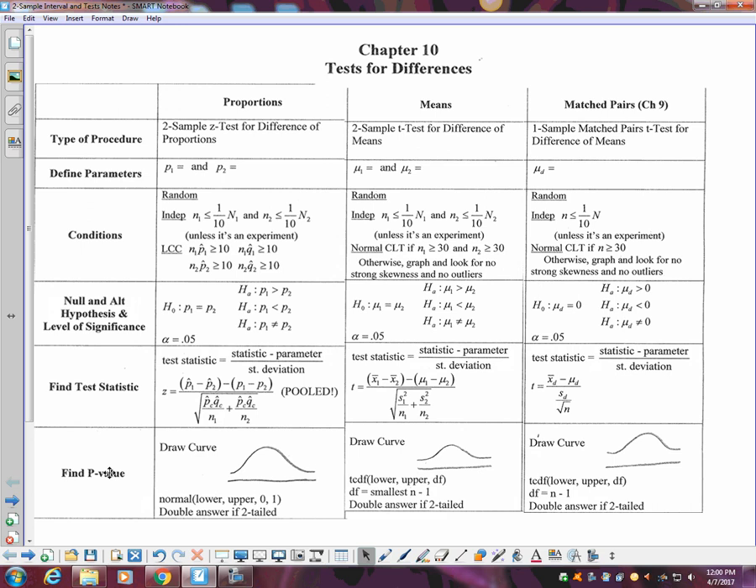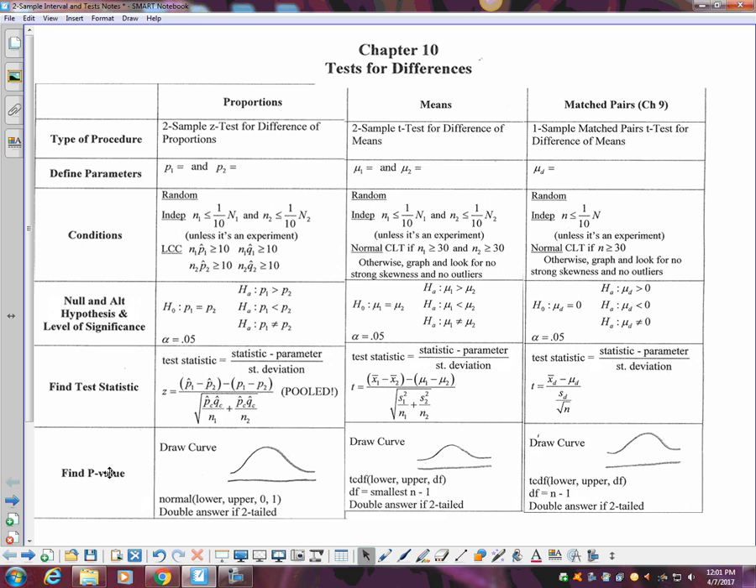So the type of procedure is just going to be a 2 sample z-test for difference of proportions or the difference of means. You have to define 2 parameters, a p sub 1 and a p sub 2. If you have males and females, you can do p sub m and p sub f if you wanted to. Same thing for means. Remember, when you do matched pairs, it's mu sub d. So you don't have 2 separate parameters. You go ahead and subtract your 2 sets of data and get the average of that 1 set of data, and that's your mu sub d. I remember on that test, a lot of us forgot our d.